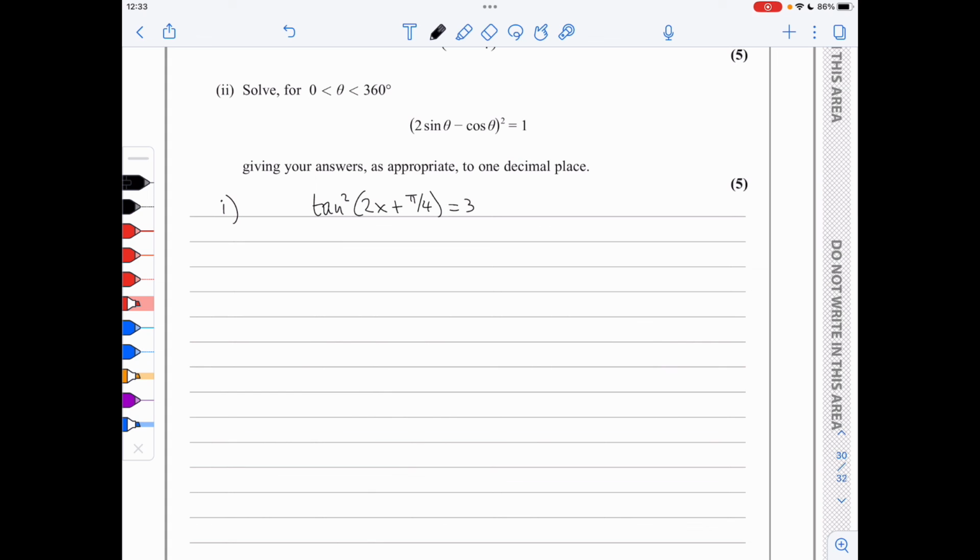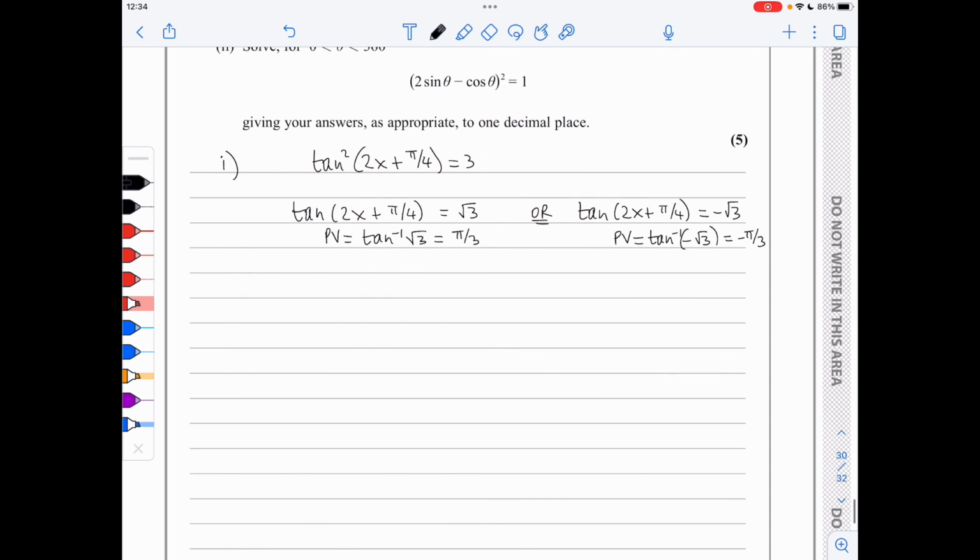The first thing to do is say this gives me tan of (2x plus pi/4) is root 3, or tan of (2x plus pi/4) is negative root 3. My principal value is shift tan of root 3, which is pi/3, and for the other equation it is shift tan of minus root 3, which is minus pi/3.